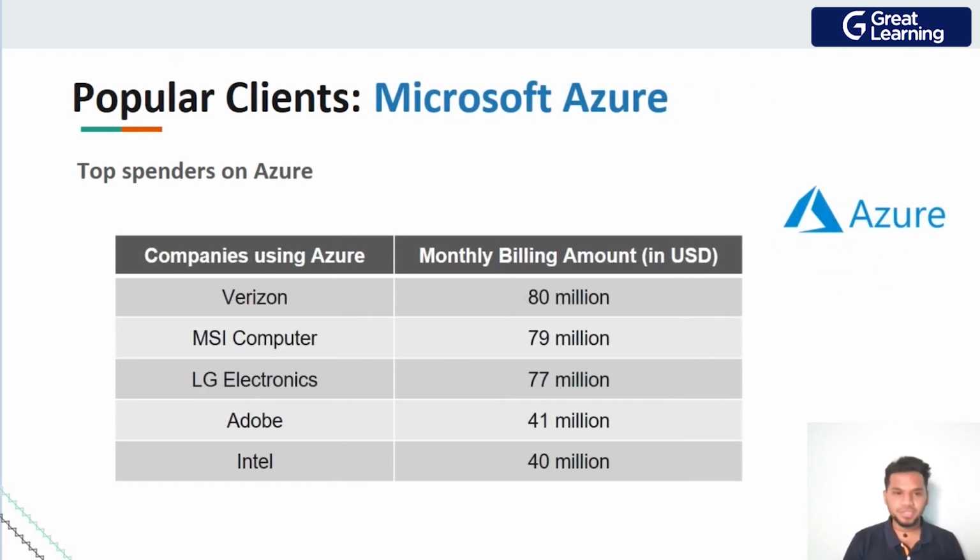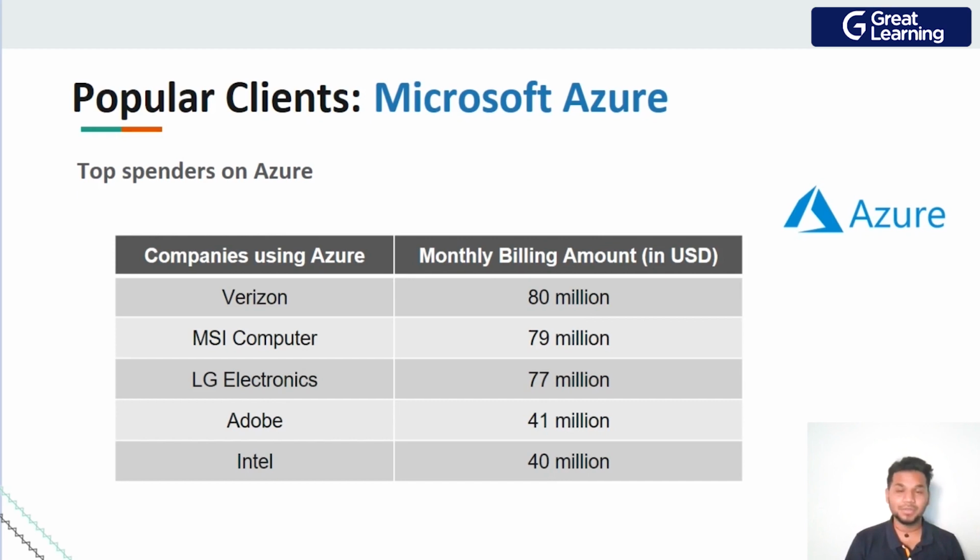Now, if you're talking about Azure, similarly, let's look at the top spenders. The first big spender, I think, is Verizon, right? Verizon is again a very big network provider in the continental United States. There are many providers out there, I think Sprint, Verizon, AT&T, all these guys are big there. So Verizon gets a bill of somewhere around $80 million a month from Azure.